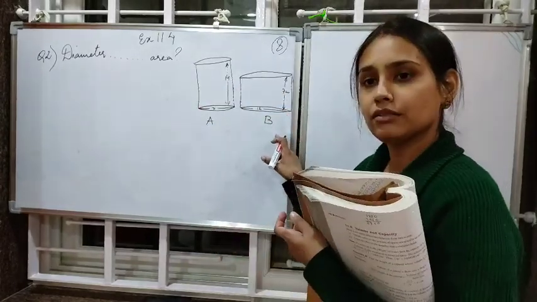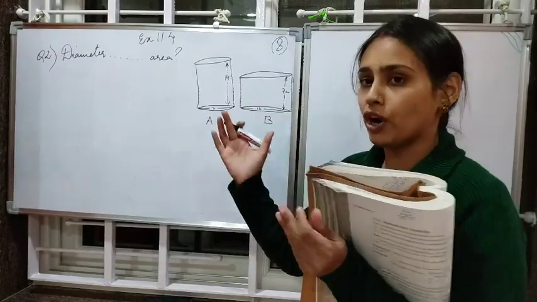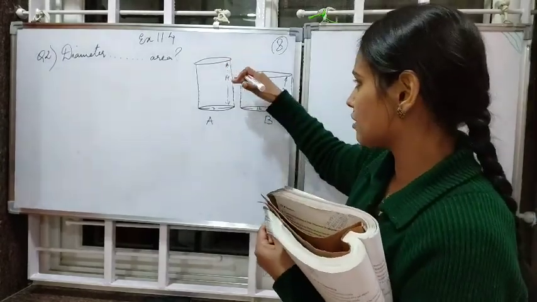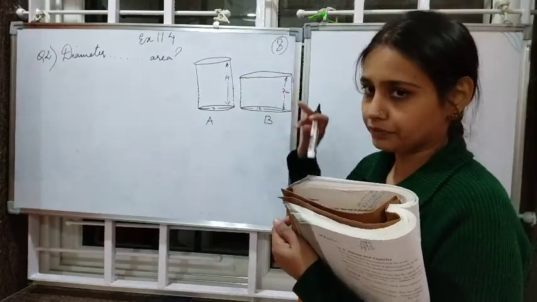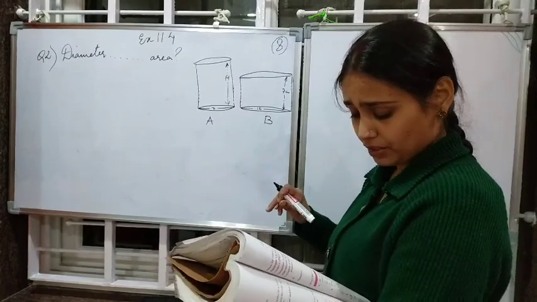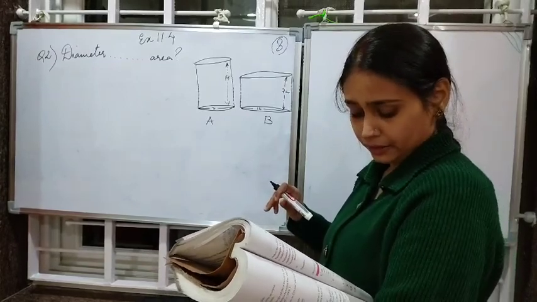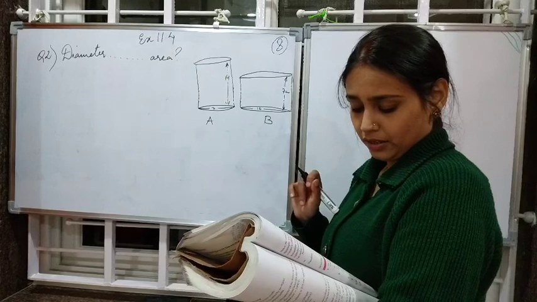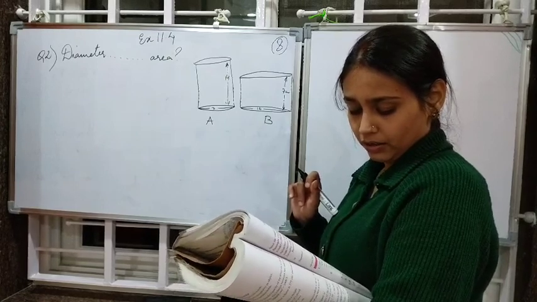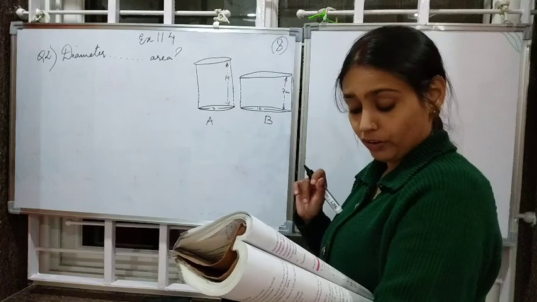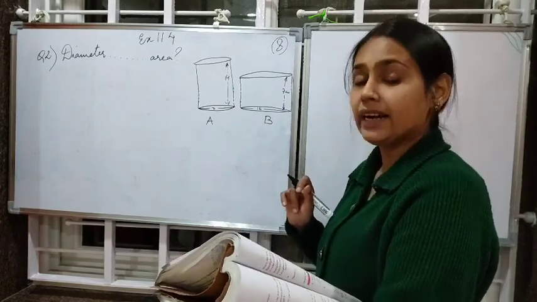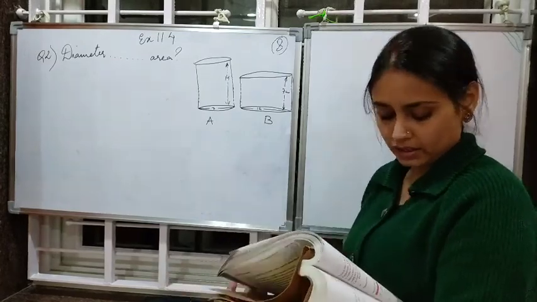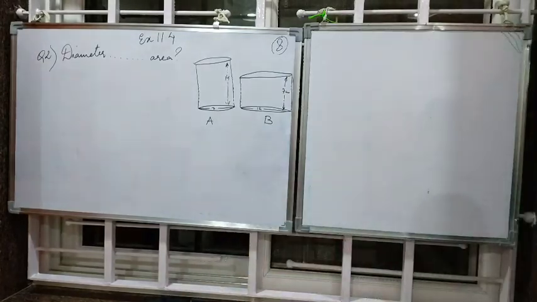Obviously, cylinder B. Why? Because it's broader. Yes, of course, its height is not as much as that of A, but still it is broader. That is why its volume is greater. Then we have to verify it by finding the volume of both the cylinders, and we have to check whether the cylinder with greater volume has greater surface area or not. So let's start, children.